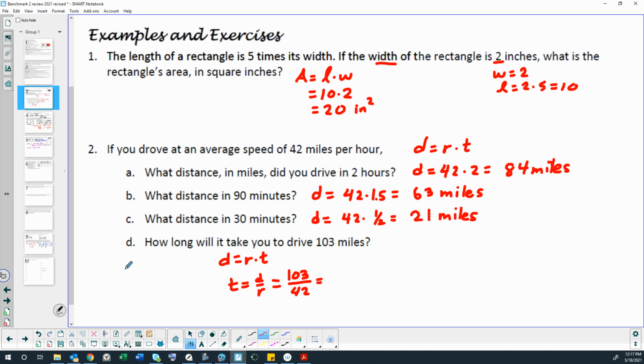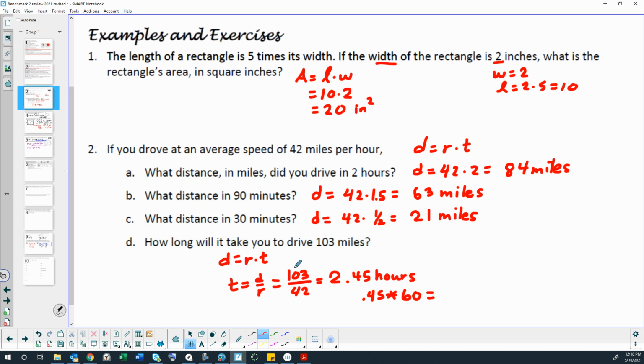I'm going to use a calculator for that. So I would get 103 divided by 42, which is 2.45 hours. So like 2.5 hours, right? If you want to be more specific than that, then you can take the 0.45 and you can multiply by 60, because there's 60 minutes in an hour.